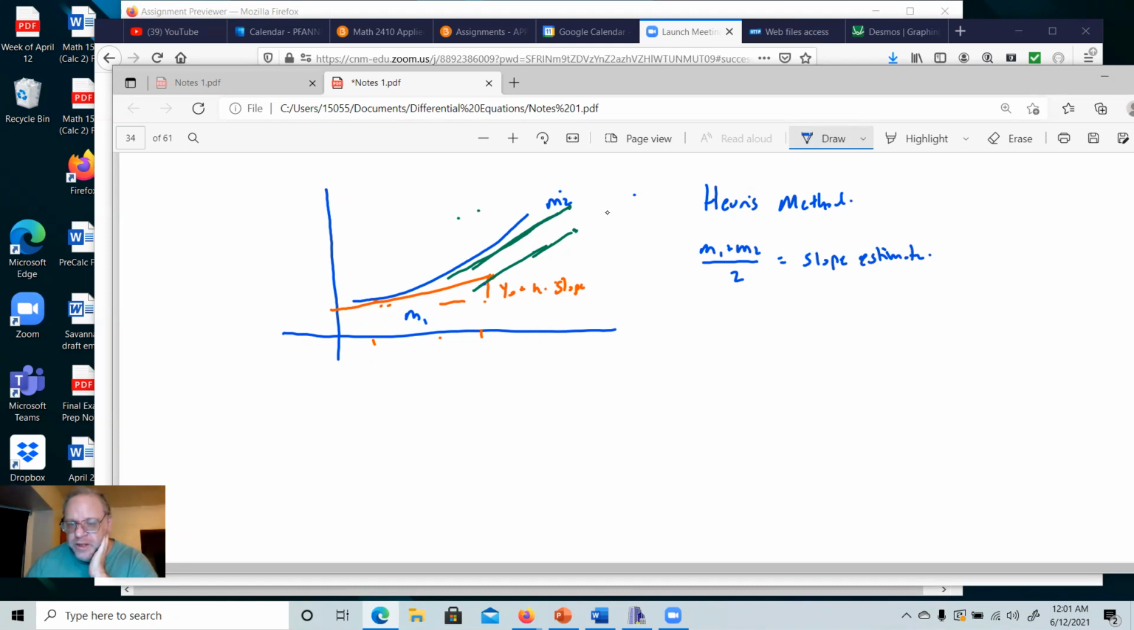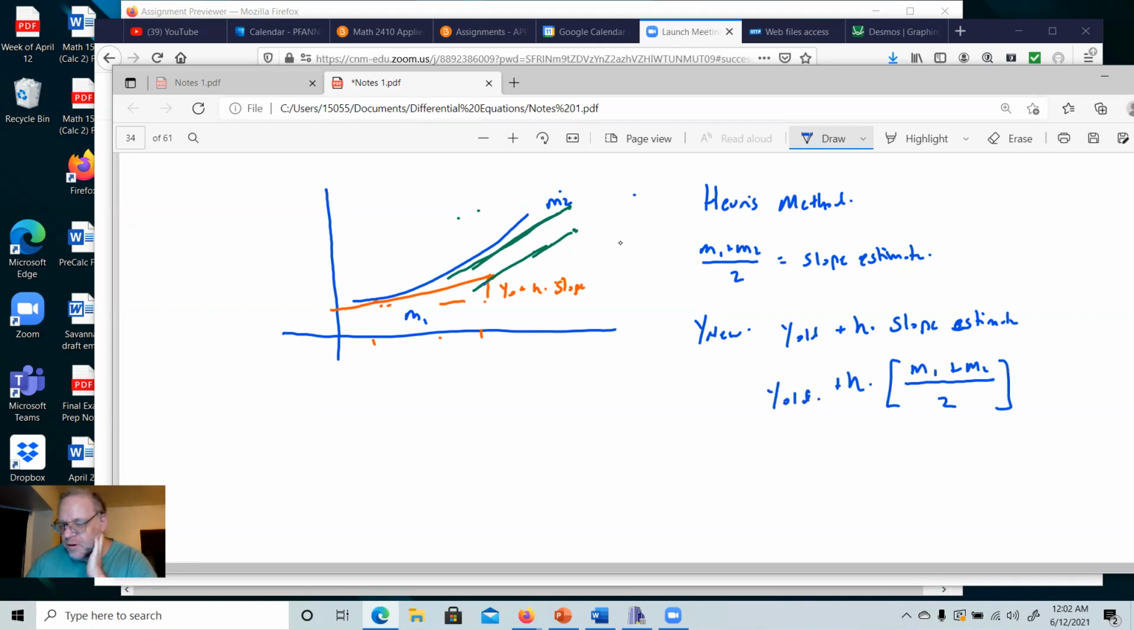Okay, so we're going to have the same idea. Y new equals our y old plus our h times our slope estimate. And what I mean by our slope estimate is we're going to have this as h times m1 plus m2, all divided by 2. And that is how we're going to arrive at our new point. Okay, that's Wayne's method.